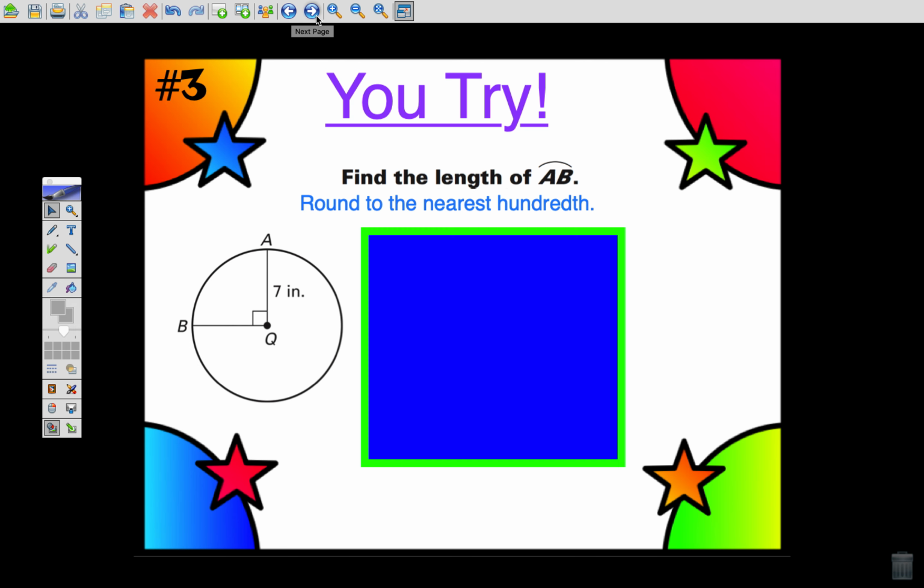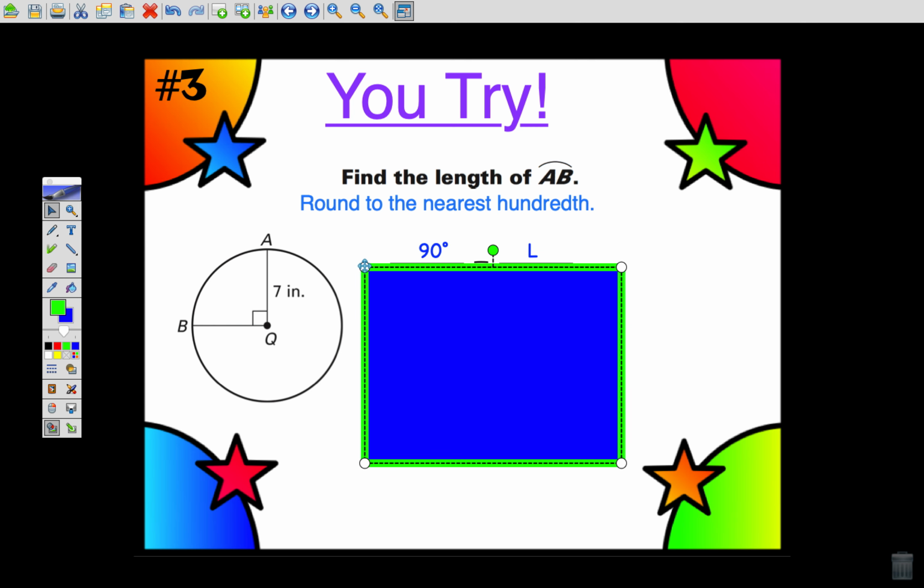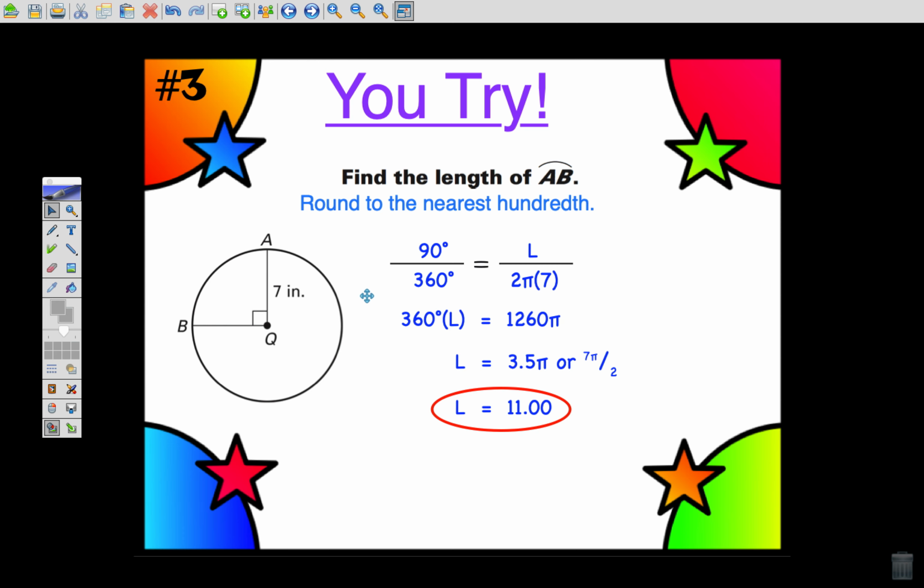All right, why don't you pause the video for a quick second or two, see if you can figure this one out before I uncover it. And we'll have 90 on the top left, 360 on the bottom left. Your variable is L, and it's 2 times pi times 7. There you go, about 11. Now keep in mind, this is still a rounded answer. It just happens to be 2 zeros to the right of the decimal.